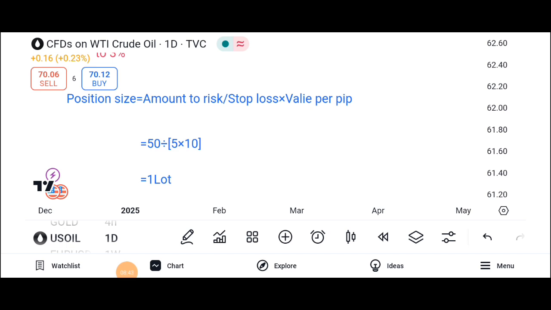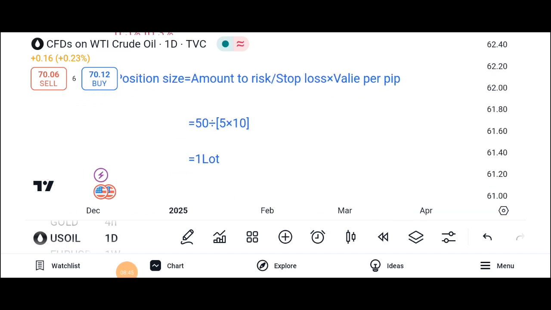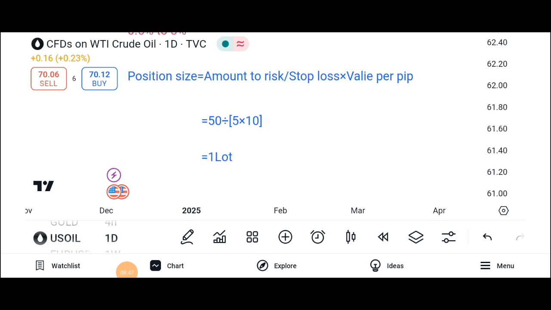This depends on the currency that you are trading. Every currency has a different value per pip. And what do I mean by value per pip? It is basically the worth of every pip. Like for one pip movement, how many dollars do you earn? Okay, and one thing you should know is that this formula is mostly for USD pairs.